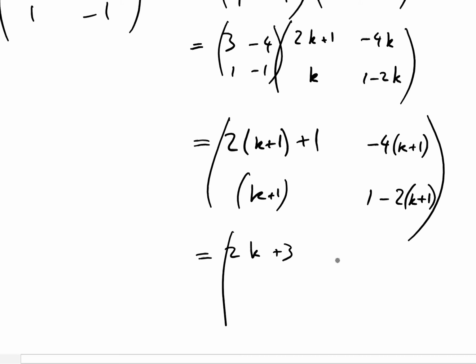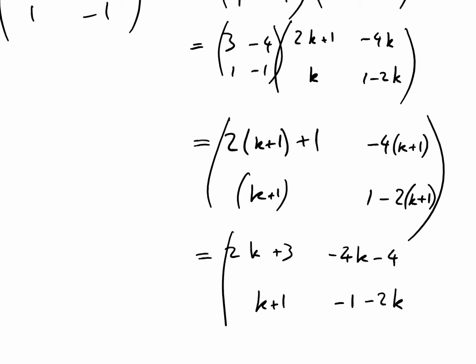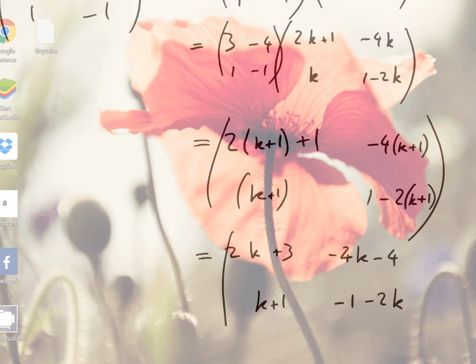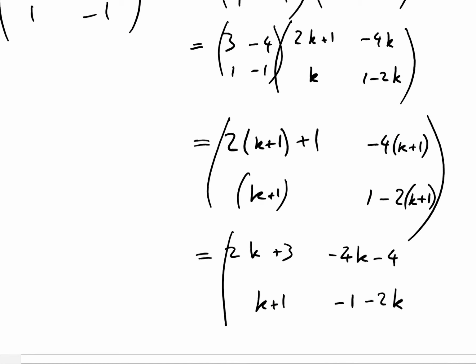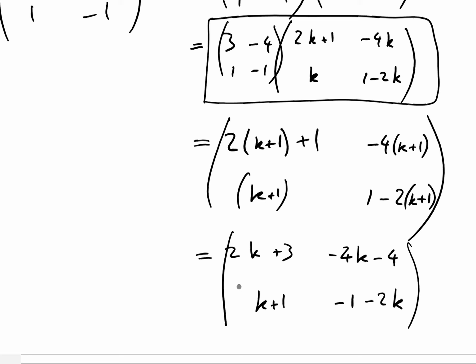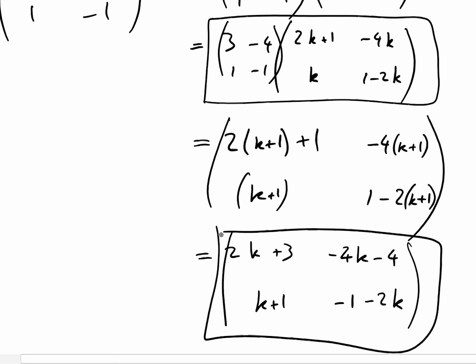Here I've got minus 4k plus minus 4, yeah? Then this is going to be k plus 1, and this is going to be 1 minus 2k minus 2, so I'm going to end up with minus 1 minus 2k. Okay, and now, what's going on? Now we have got to basically show that this thing up here is equal to this thing here. If we show that, then we've shown our inductive step is true.